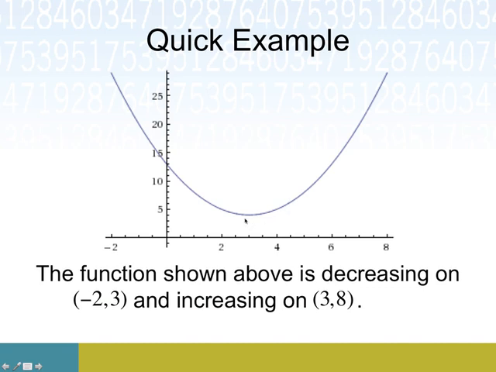So we could say that it's decreasing from -2 to 3. We could probably expand this leftward, but as far as the graph is concerned, it stops at -2. So that's as far as our interval is going to look as well. So from -2 up until an x value of 3, this function is headed downward, so we say it's decreasing. And then from 3 on out, from 3 to 8, the function's increasing.